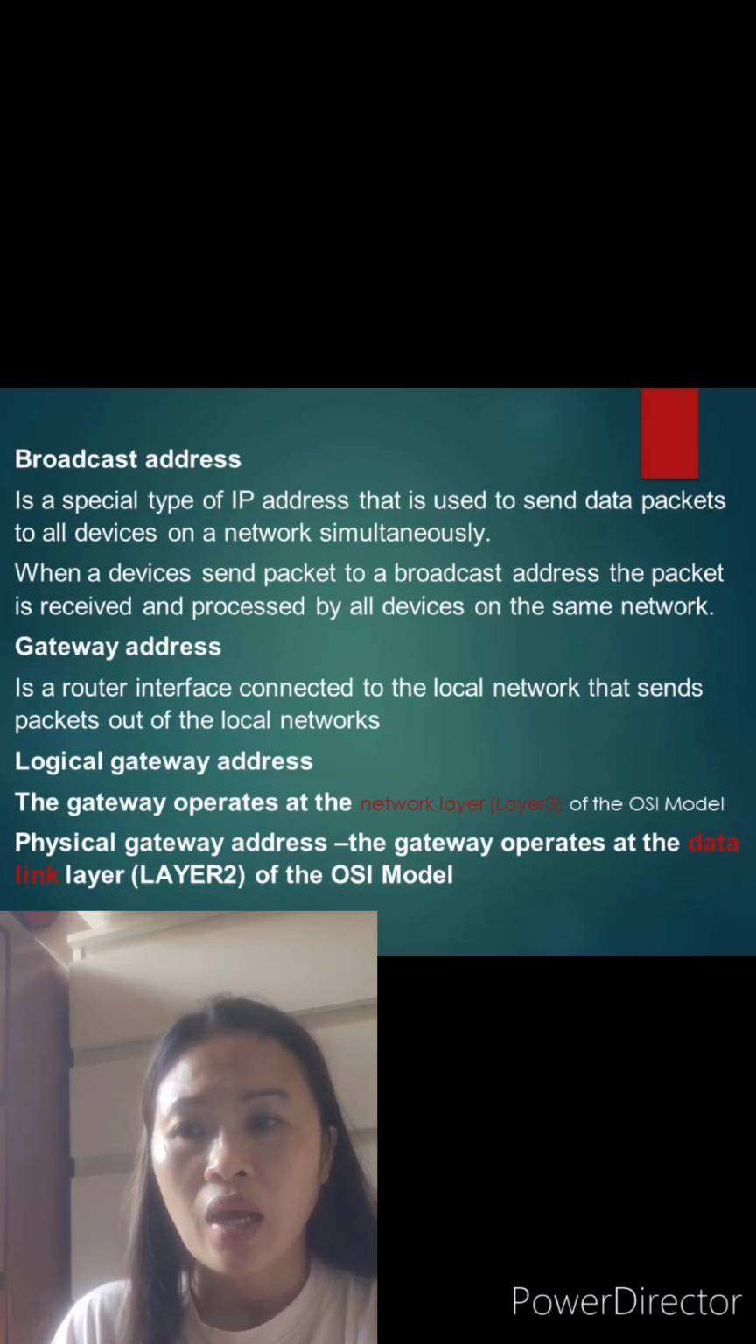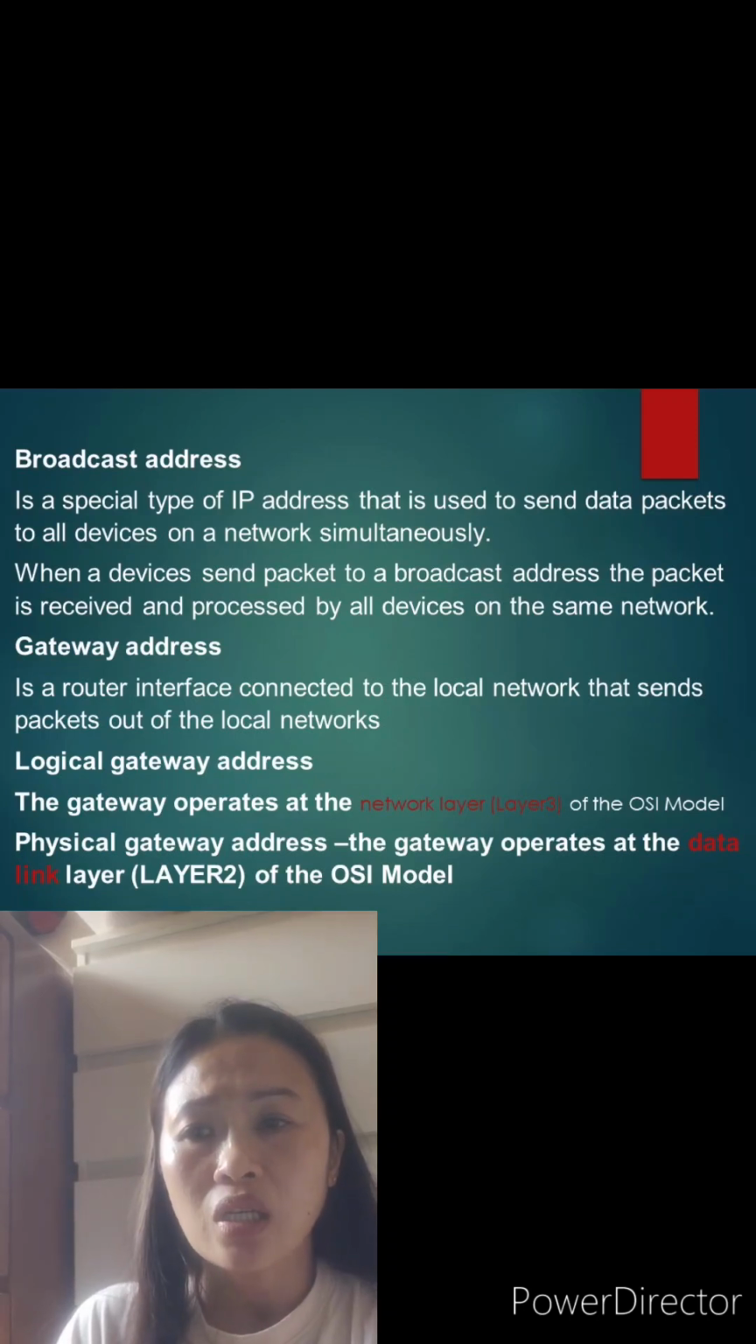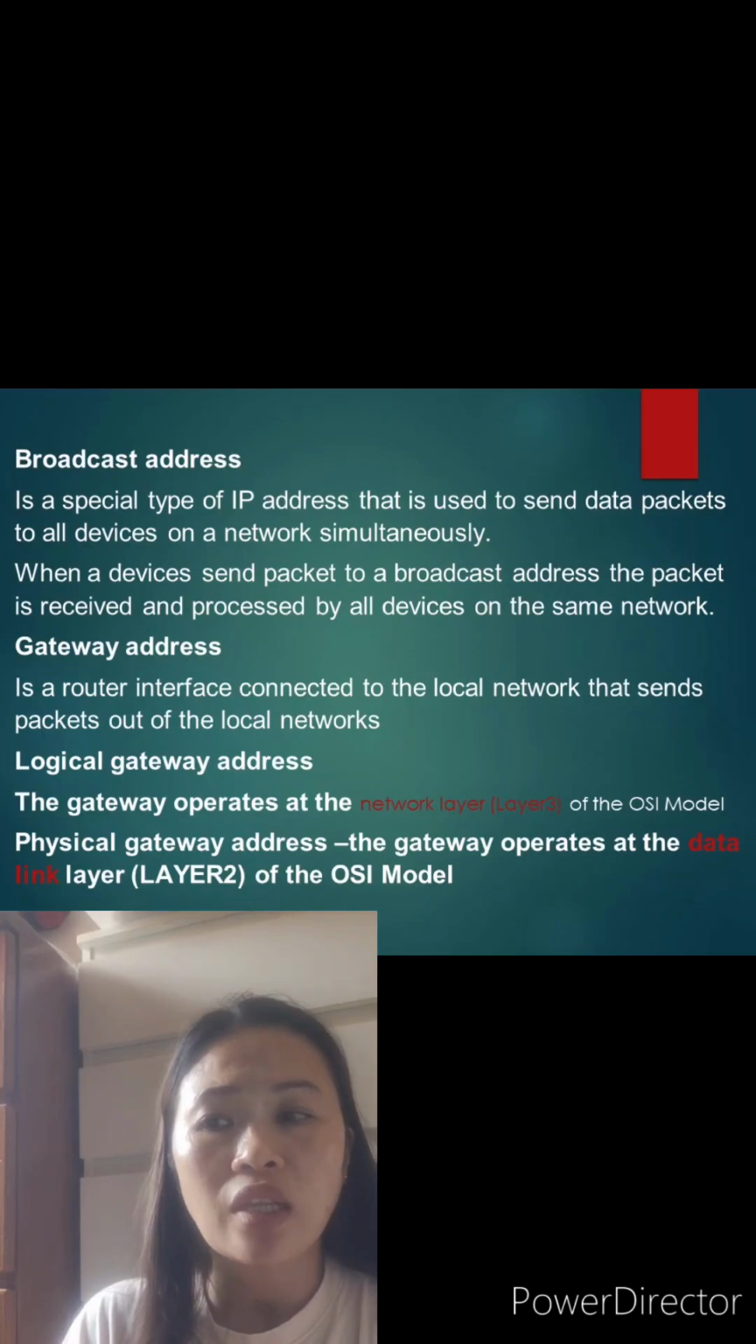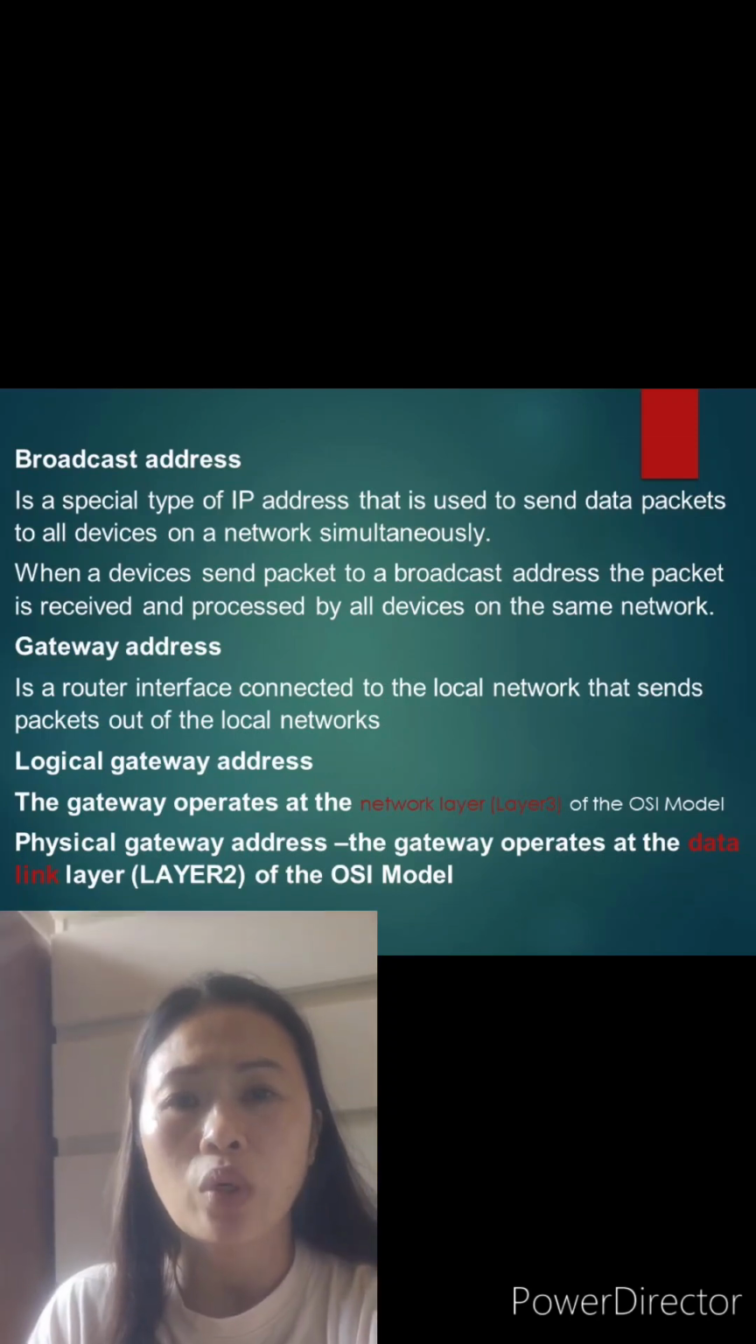The gateway address is a router interface between the local network that sends packets out of the local network. Logical gateway address: the gateway operates at the network layer, which is layer 3 of the OSI model. Physical gateway address: the gateway operates on the data link layer, which is layer 2 of the OSI model.